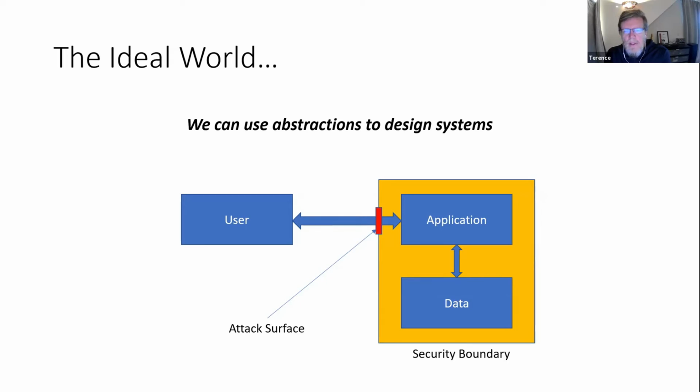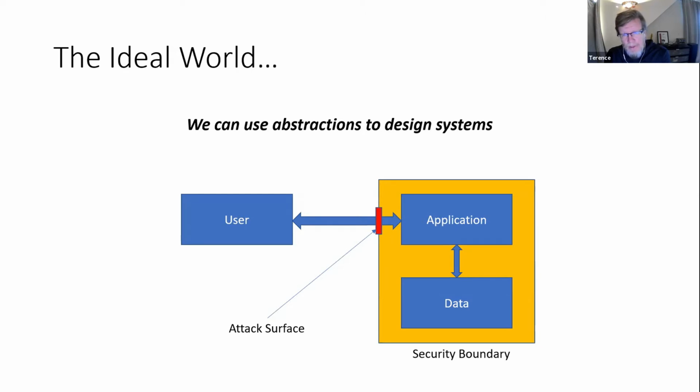One of the reasons that might not be clear is that we're taught to design systems in this sort of way, where we think of an application and some data, and that application can be any number of things. But the application and data interact with each other within a security boundary, and we typically think of that as a particular server or machine, and that the application is relatively sewn up and safe, and that the data and the application have this sort of private interface, and the user interacts with that through some hole in the security boundary, and we call that the attack surface.